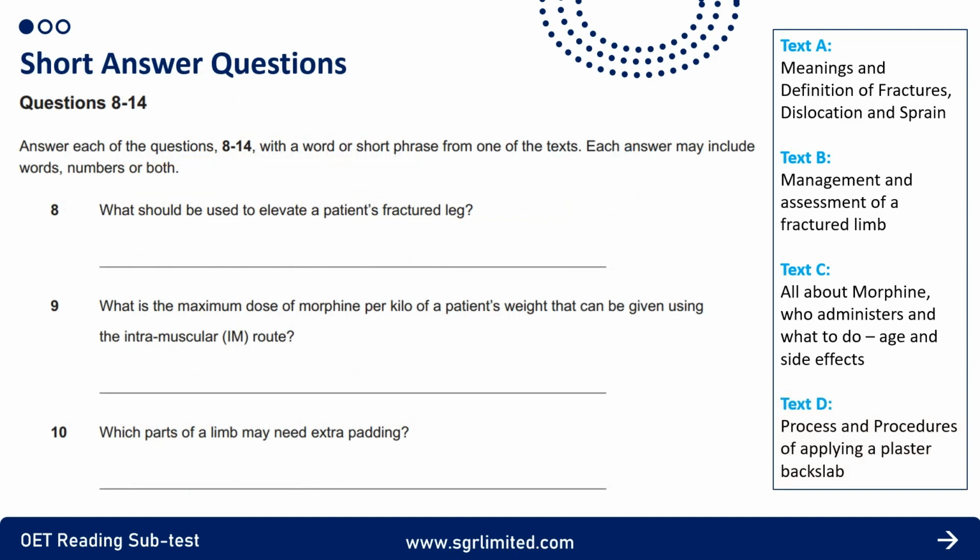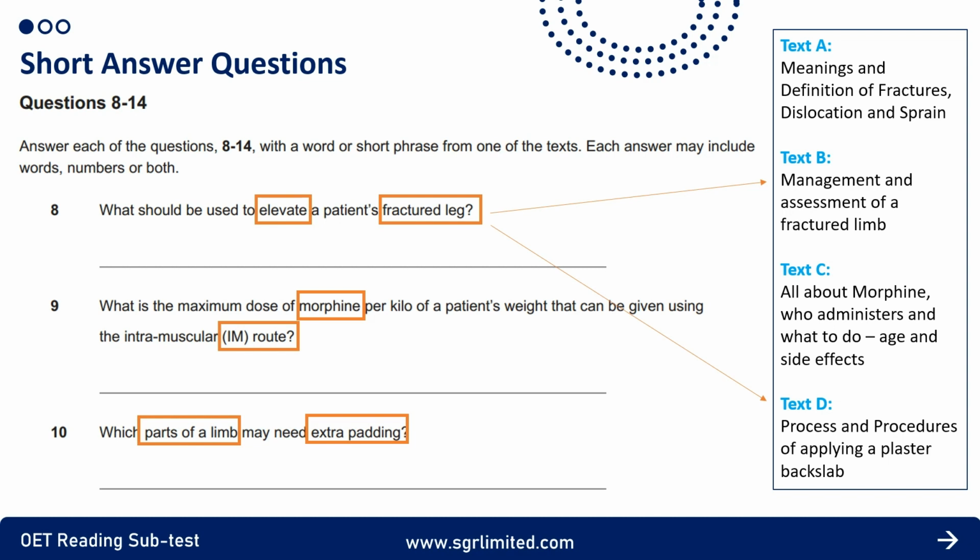After matching, your questions can either be short answer or sentence completion questions. In short answer, we also use keywords to identify which text we should go for. For question 8, we can probably find our answer in text B or in text D, as these are the texts where you possibly will elevate a patient's leg.